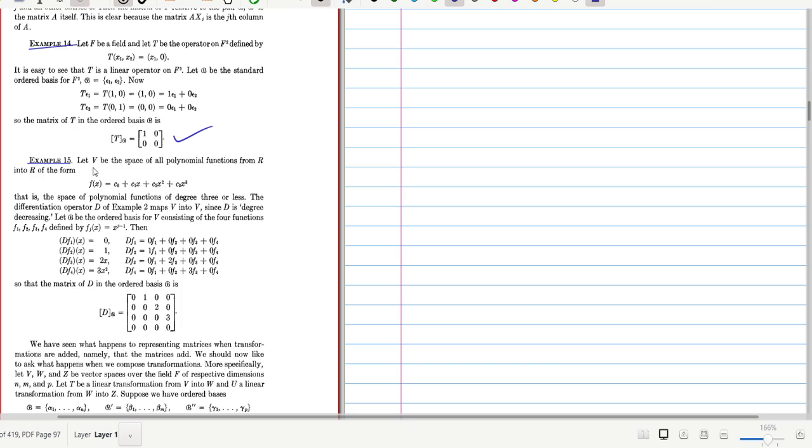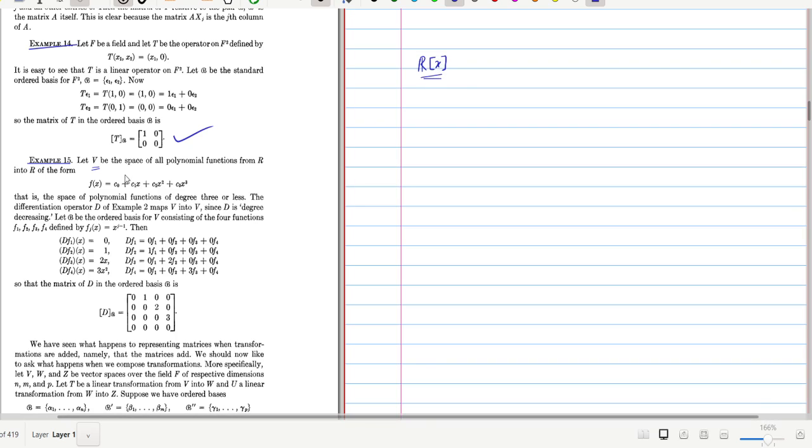In this example we consider V, the vector space of all polynomials over R. So we represent that as R[x], the set of all polynomials over R. But if you consider this, then this will not be a finite dimensional vector space.